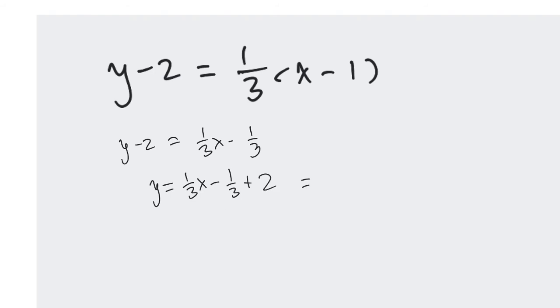And if you want to combine the fractions there, 2 is 6/3, minus 1/3 would be 5/3. All right, so this is the formula for the line in slope and intercept form. So apparently the y-intercept of this thing is 5/3. I believe it. Any thoughts about that?